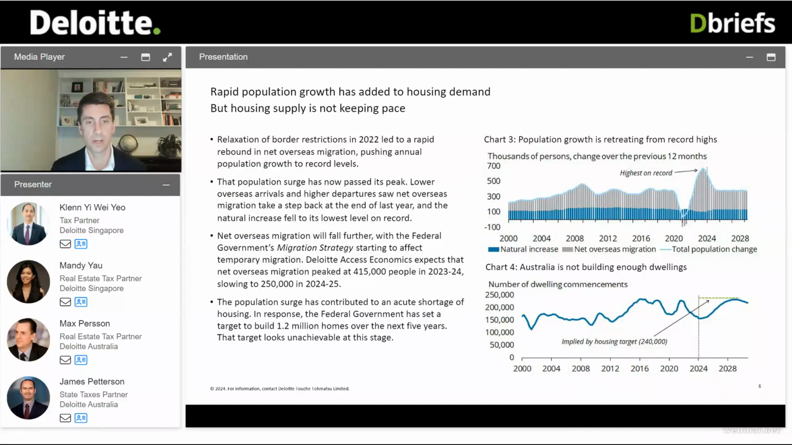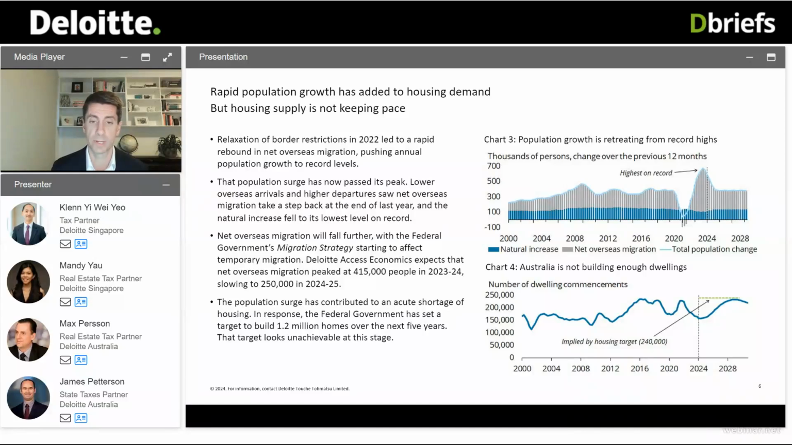Australia, for a long period of time, has not been building enough homes, and the confluence of factors through the pandemic, from access to or lack of access to work sites, higher cost of materials, the lack of labour and labour shortages, has really compounded the sector's ability to produce more homes in Australia. As a result, the government has set a target to build 1.2 million homes over the next 5 years.